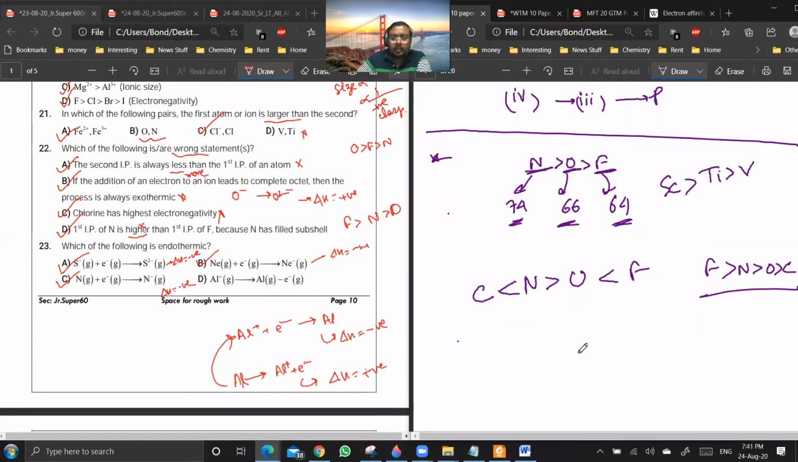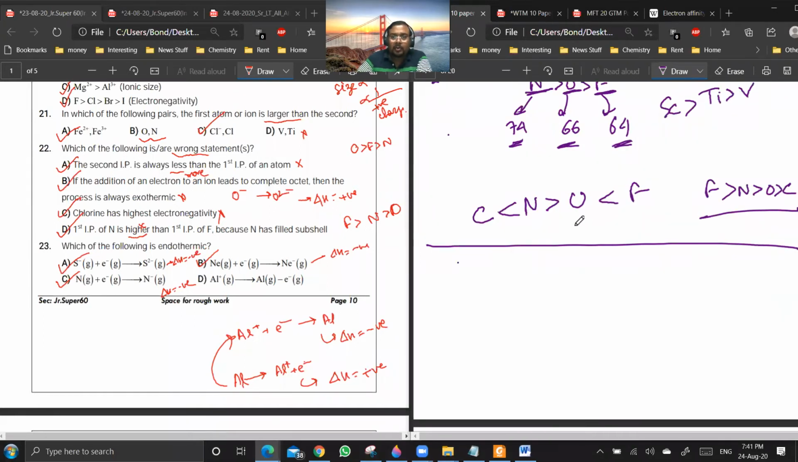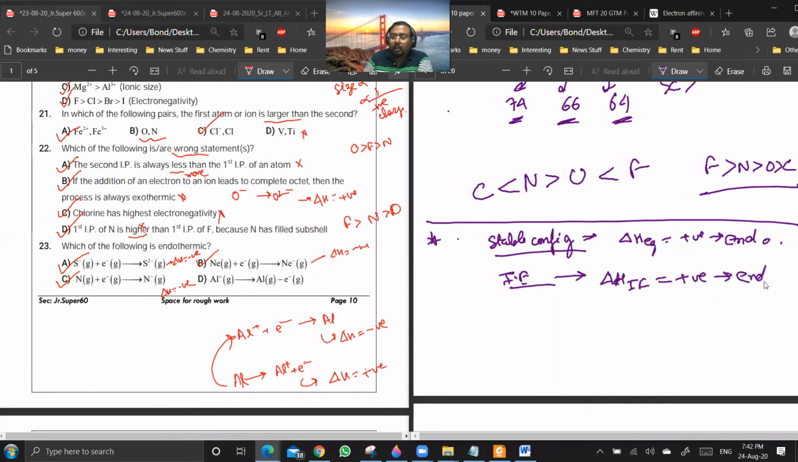23rd, you want me to discuss 23rd, I guess. A lot of people are asking this. Now, in these types of questions, there are some things you should keep in mind. First, for stable configurations, electron gain enthalpy will be positive, meaning if you are forcing an electron in, then you have to give energy. Second, ionization energies will always be positive, endothermic, because removing an electron requires you to give energy to break the attraction between the nucleus and the electron.